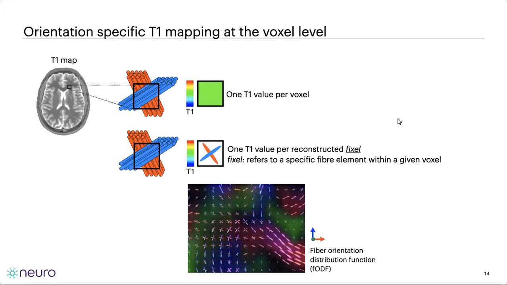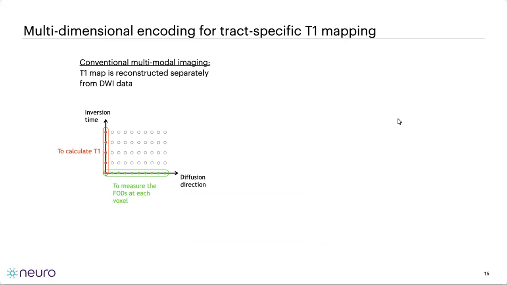So the first approach that we're going to talk about is tract-specific, or rather orientation-specific, T1 mapping, okay? So this is what we're doing right now. This is our goal, okay? Right now, using diffusion, you can represent two tracts that are crossing in a voxel using two pixels, where a pixel is a fiber element within a given voxel. For those of you who are familiar with MR tricks, for example, they use the pixel notation. So what we want to do is associate a T1 value to each pixel in a voxel. That's the goal. We're going to do this, as I said, using multi-encoding.